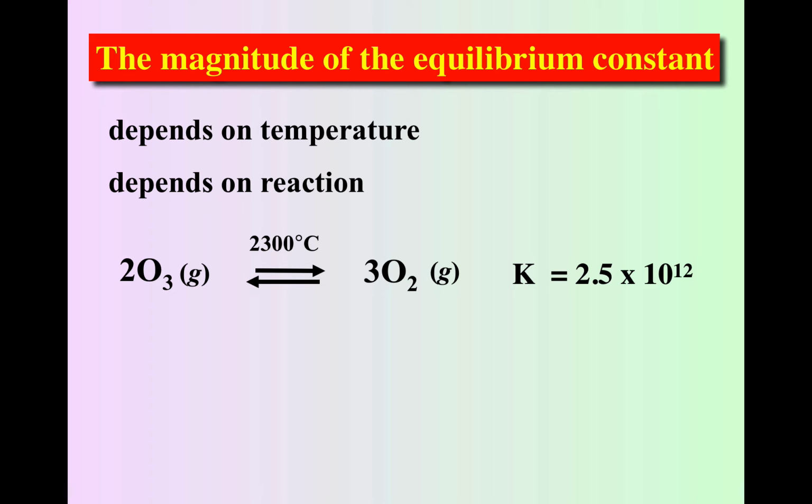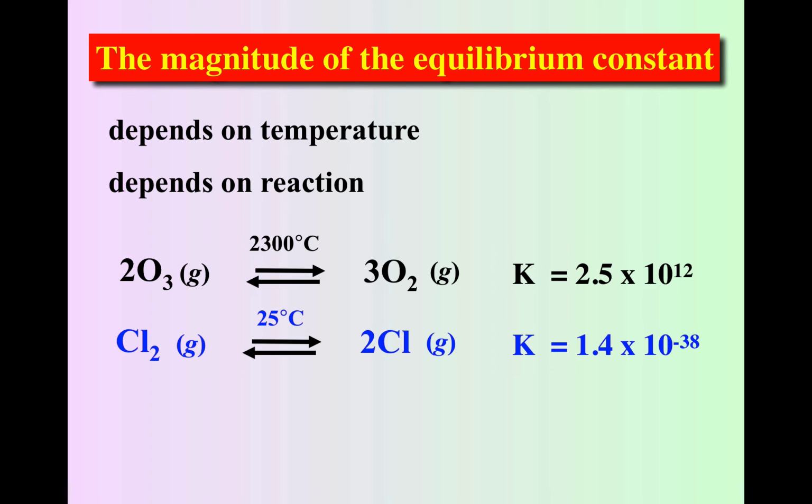This is true of ozone. Ozone turning into oxygen at that very high temperature has a monstrous K value, right? 10 to the 12. So basically what this tells you is when this reaction stops, you don't have any more ozone. It's trace amounts, and you basically turned it all into oxygen.